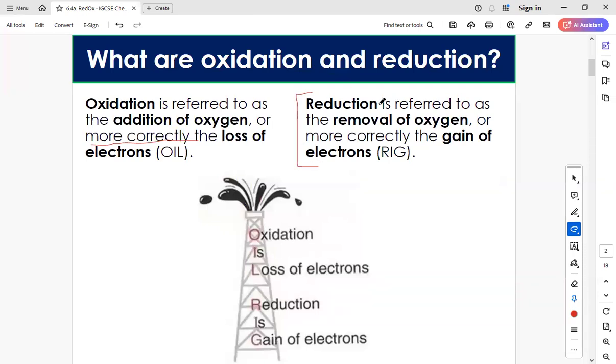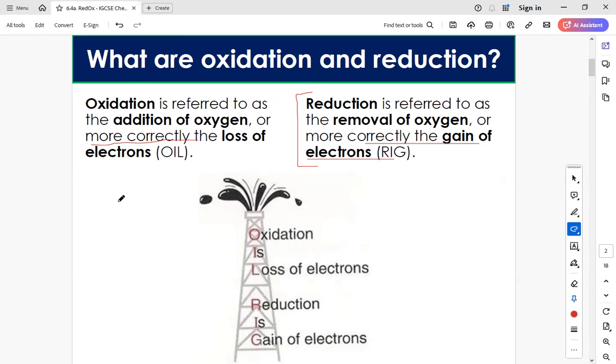Contrarily, if we talk about reduction, on the other hand, reduction is referred to as the removal of oxygen, or more correctly as the gain of electrons, right? So let's just go over these a little bit more. Oxidation is referred to as the addition of oxygen.